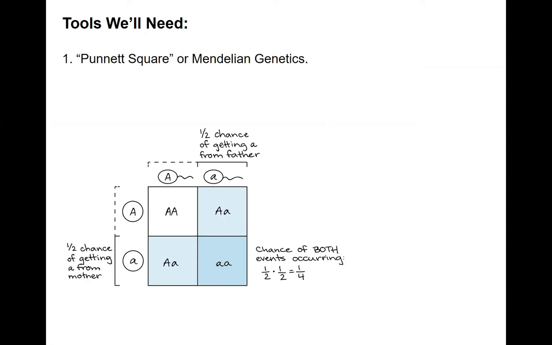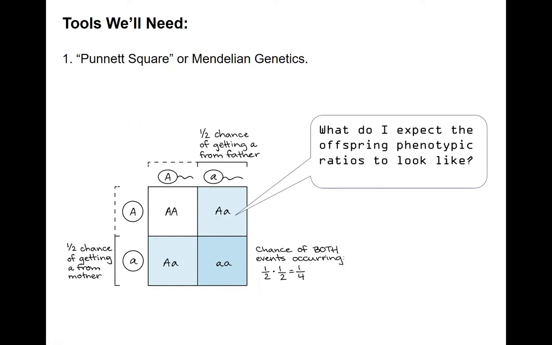Setting these up, we're always going to be putting gametes on one side and gametes across the top. The essence of these is to tell us what I expect the offspring to look like. What are their phenotypes going to be? How many of each phenotype am I going to get? This is really important just in the grand scheme of understanding how genetics works, but really setting up this expectation is going to help us understand what's going on when we deviate from it.